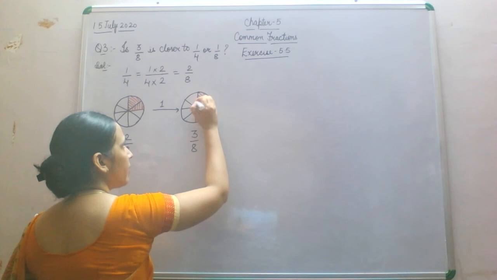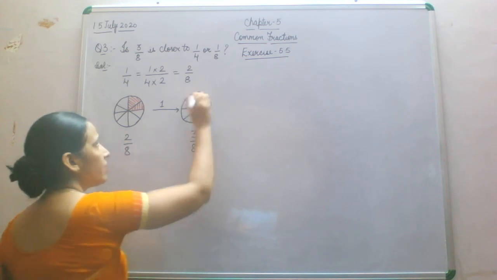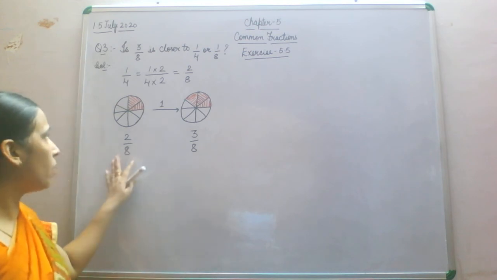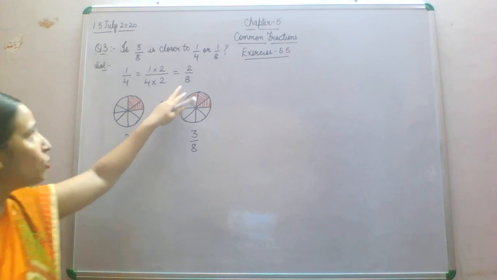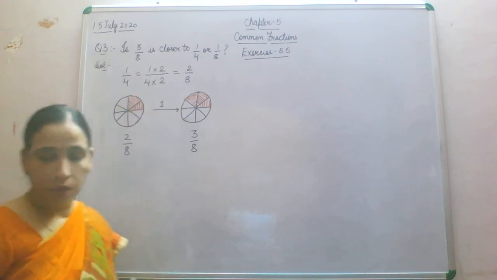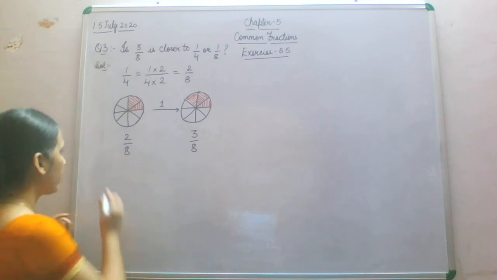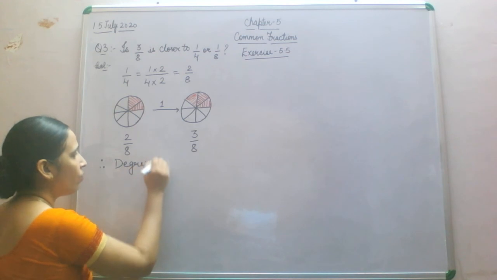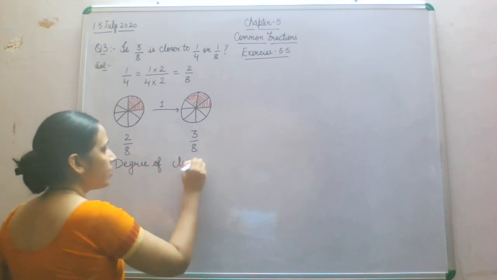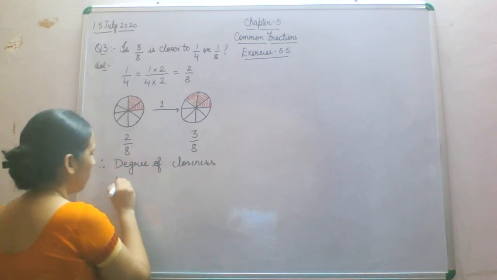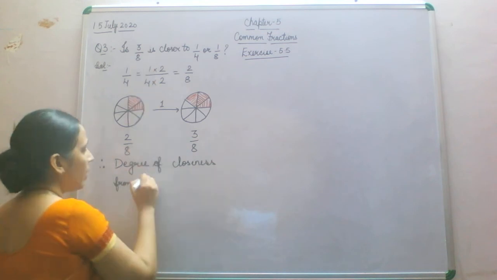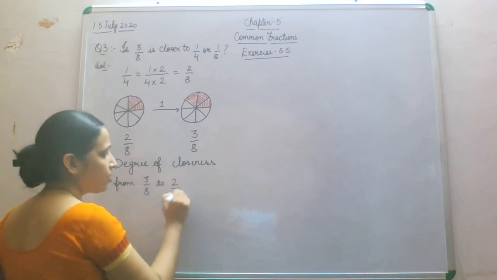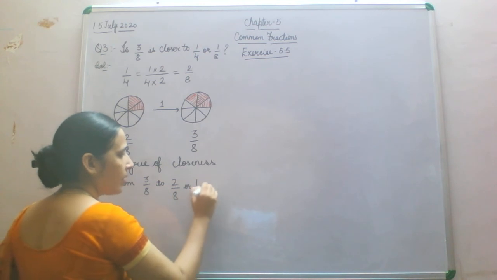2 and 3. 3 parts we have shaded in this. Fine. So now what is the degree of closeness from 2 by 8 to 3 by 8? Actually 2 by 8 is 1 by 4. So here we will write, therefore, degree of closeness from 3 by 8 to 2 by 8, which is 1 by 4, is 1.